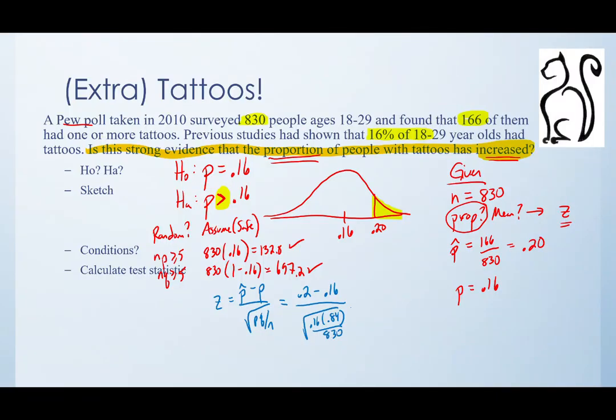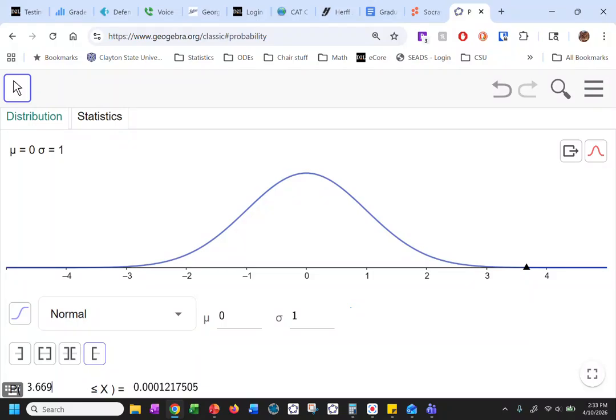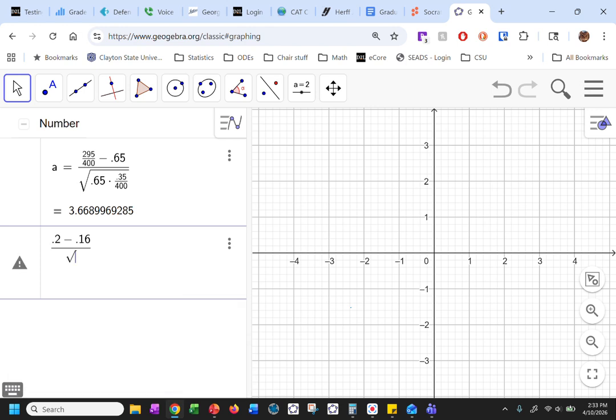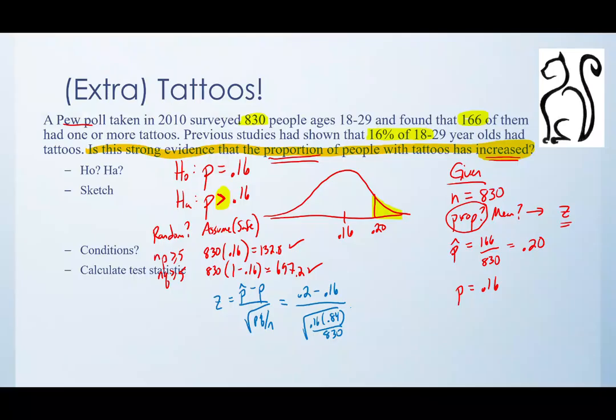And we're going to throw that into GeoGebra to calculate this. All right, so we got 0.2 minus 0.16 over the square root of 0.16 times 0.84 over 830. And so again, we're getting a pretty big z-score. That's not always going to happen, but in the examples I've picked so far, it's happened. All right, so we've got 3.143. So this is our test statistic, our z-score.